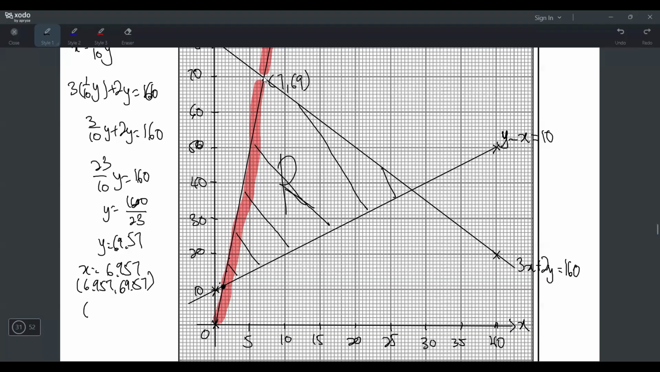If you naik satu, you cannot, because it's outside the shaded region. You have to make sure the answer you take satisfies the shaded region. And since this is a solid line, you can take the point on the line also. So I think this is the maximum lah. You cannot take bawah satu; bawah satu it will be 7, 68, but that's not the maximum. The maximum you have to take paling besar punya nilai. So I think it's this one, 7, 69, right?